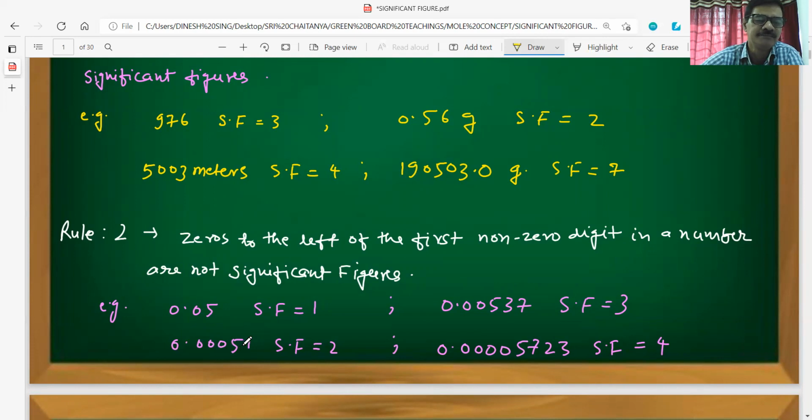If we consider the same thing, 0.0051, significant figures equal 2. All these 4 zeros will not be considered as significant figures because these zeros are present on the left hand side of the non-zero digit. Here also 0.000573. So these zeros will not be considered as significant figures. So this value is 3.